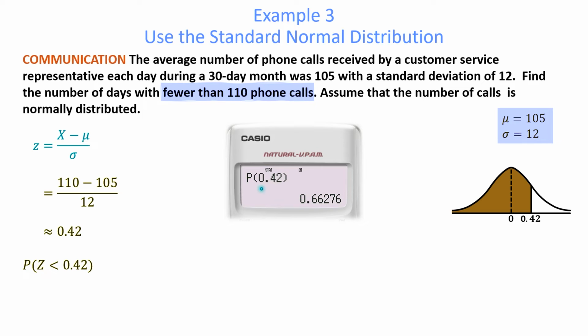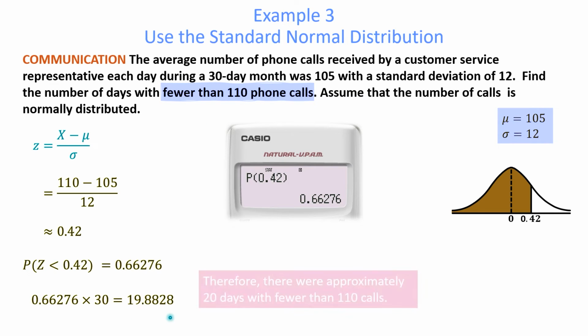If we type that in, we get the probability of Z being less than 0.42 as being equal to 0.66276. And we want to know the number of days with fewer than 110 phone calls. So with this probability, we then need to multiply this with 30, to give us what we have over here. Therefore, there were approximately 20 days with fewer than 110 phone calls.